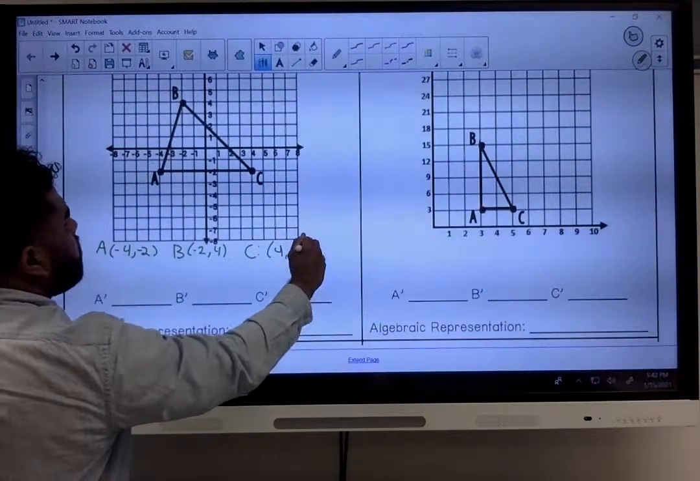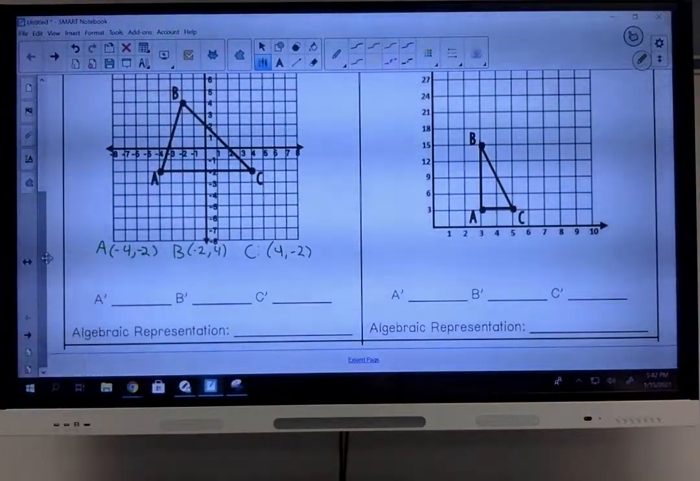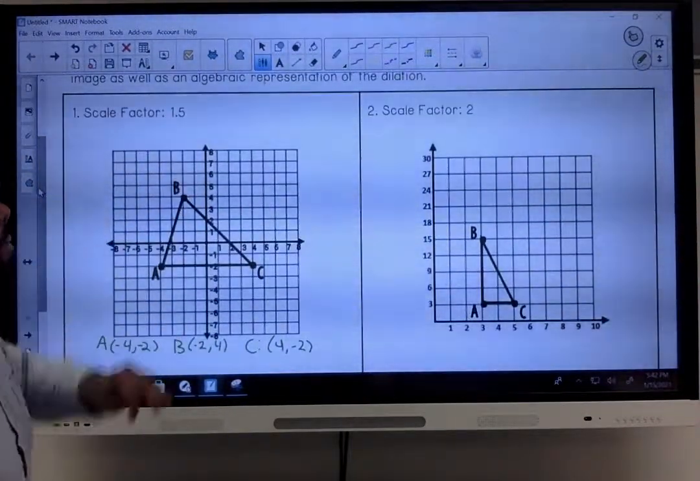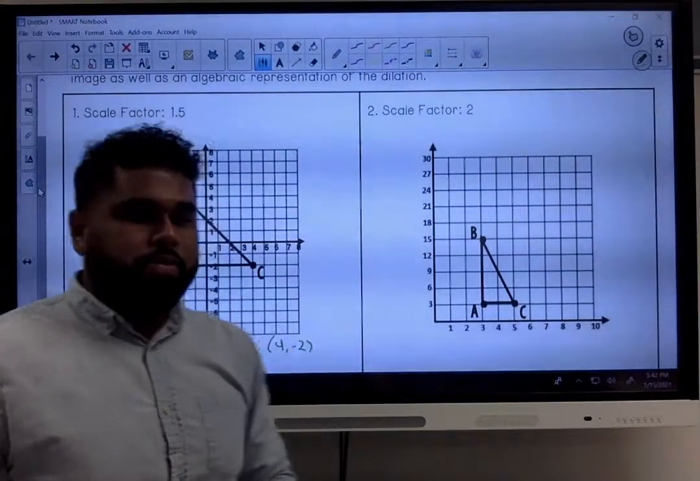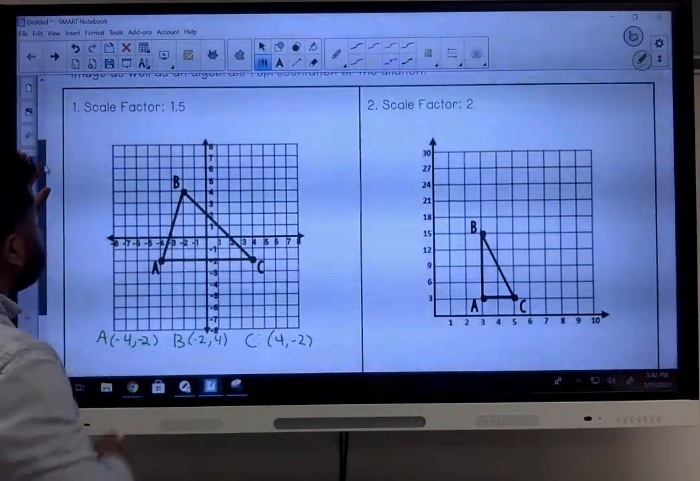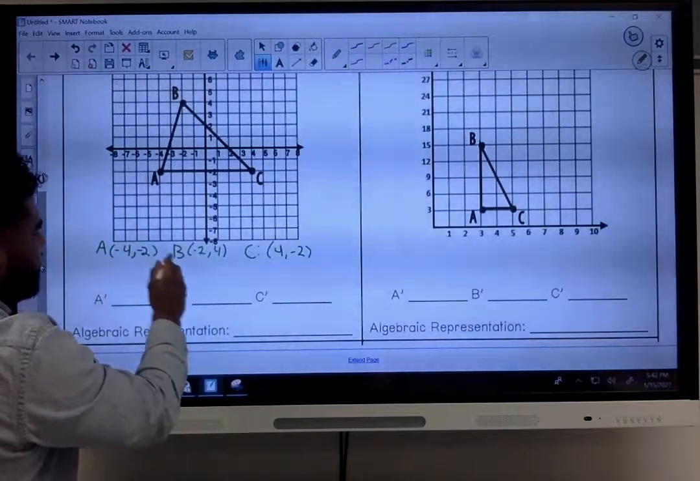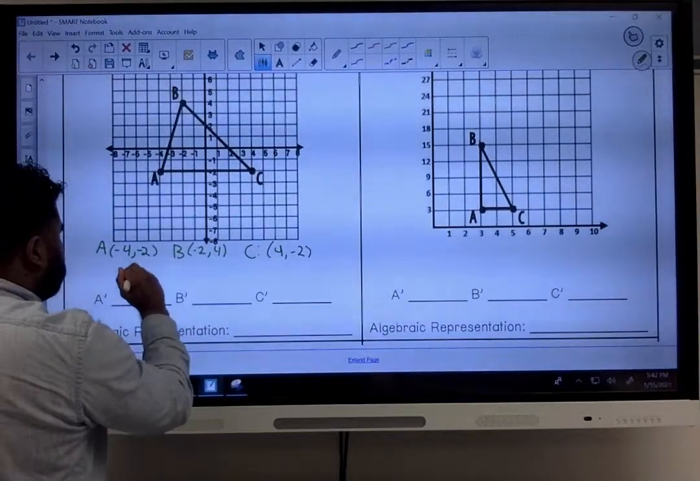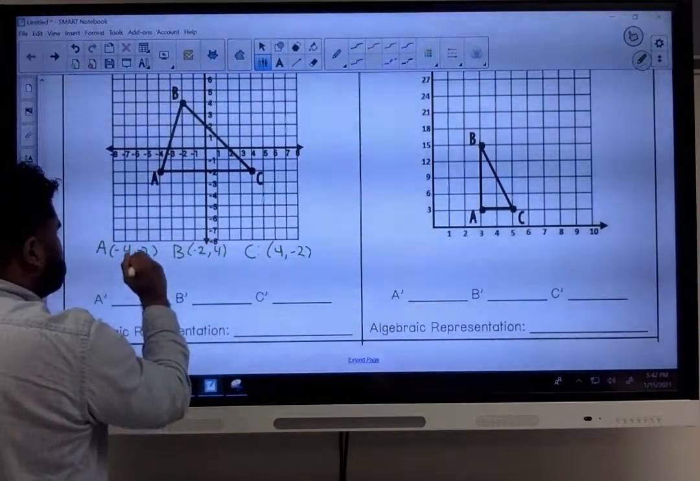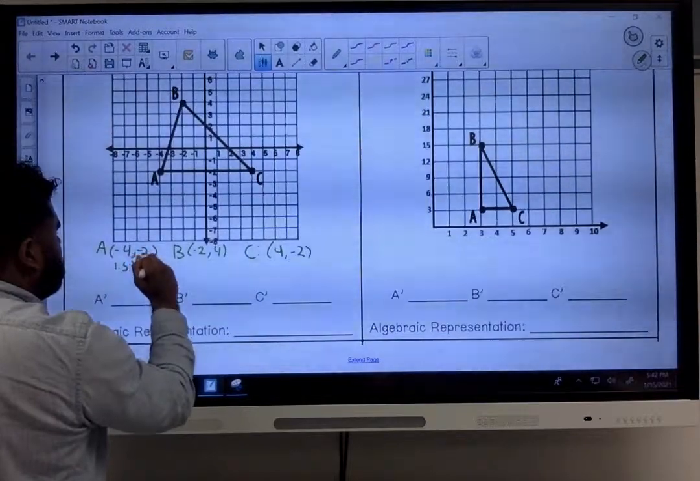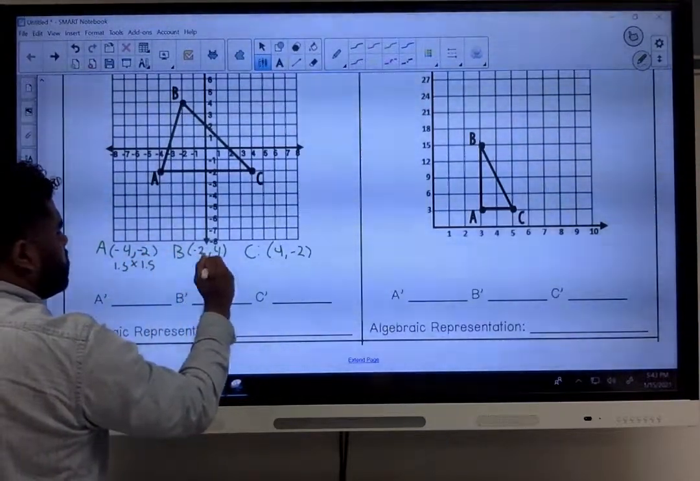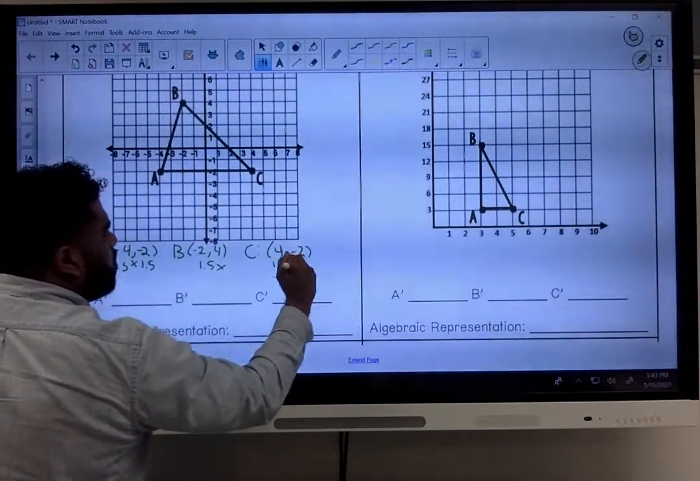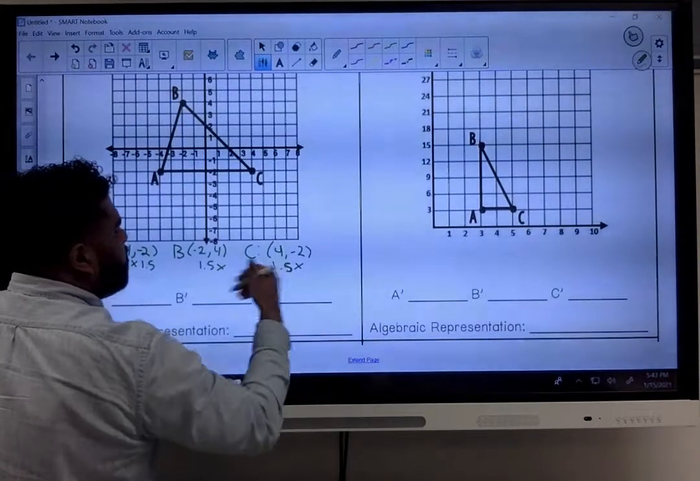Now that I have my points, the way that I find my A prime, B prime, and C prime with the dilation is I multiply those points by the scale factor. The scale factor that they give me is 1.5. So I'm going to take every single point and multiply it by 1.5, for both my x and y values.